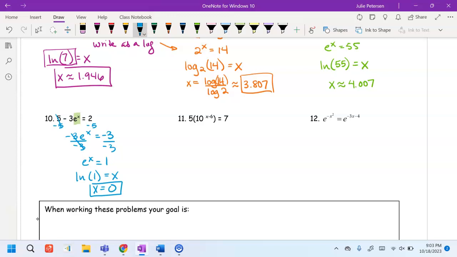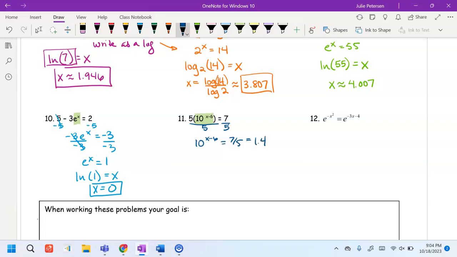Okay, so let's check the next one real quick. Again, identify what we're trying to isolate. In this case, we're going to isolate this 10 to the x minus 6. And then we'll go ahead and solve from there. So the first thing I'm going to do is, don't distribute that 5, divide by it. So 10 to the x minus 6 equals 7 over 5. I'm just going to rewrite that real quick as 1.4.